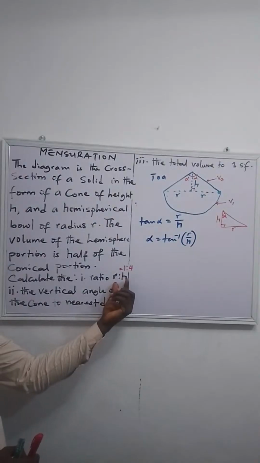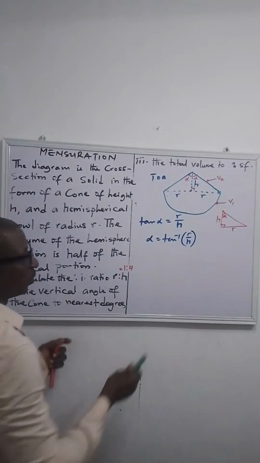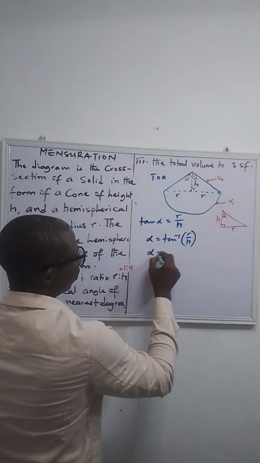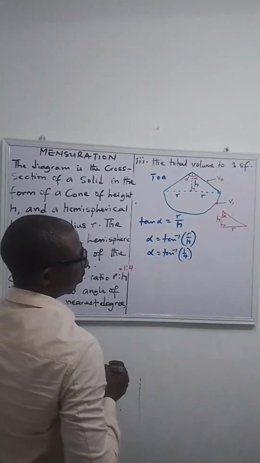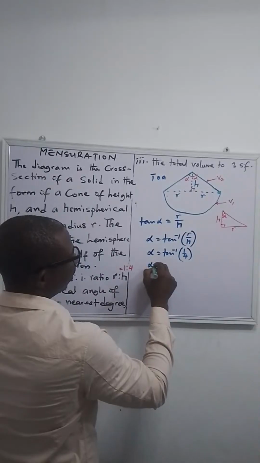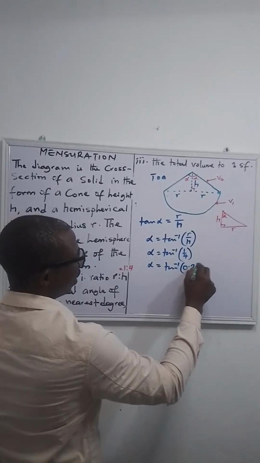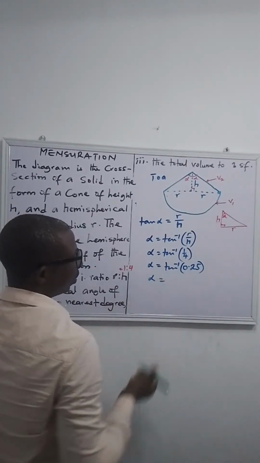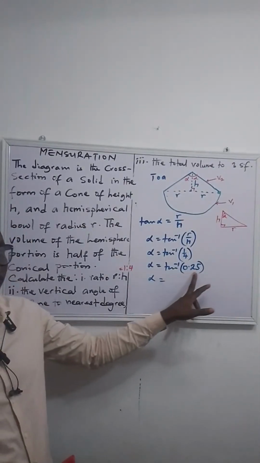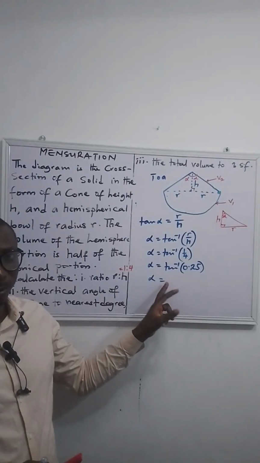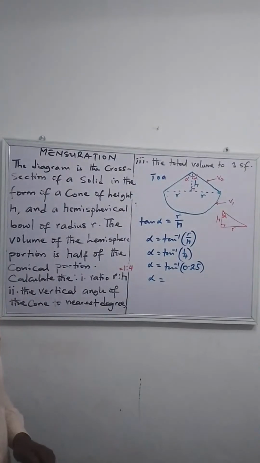So now instead of having this, we can just put 1 over 4 there. So alpha equals arctan of 1 over 4, which is arctan of 0.25. Can you compute that and tell me what this is going to be? You can make use of your 4-figure table or your calculator. Tell me what is arctan of 0.25.